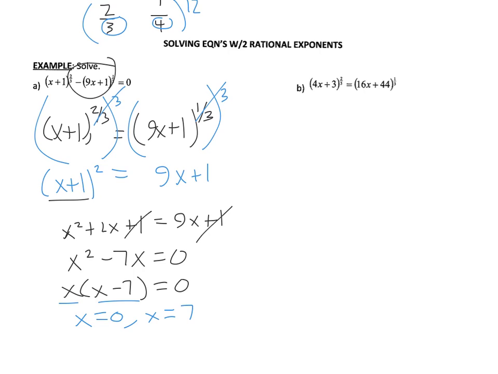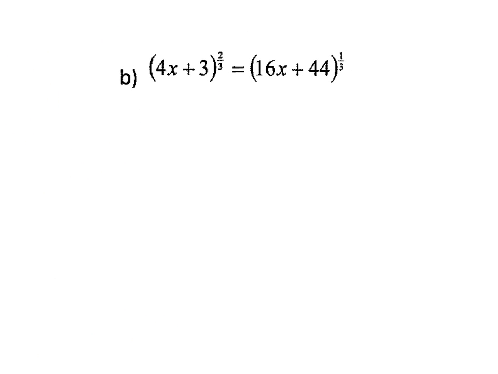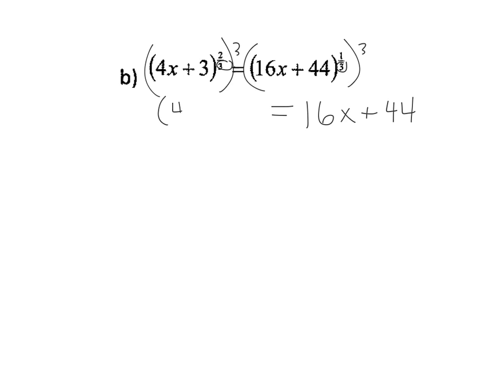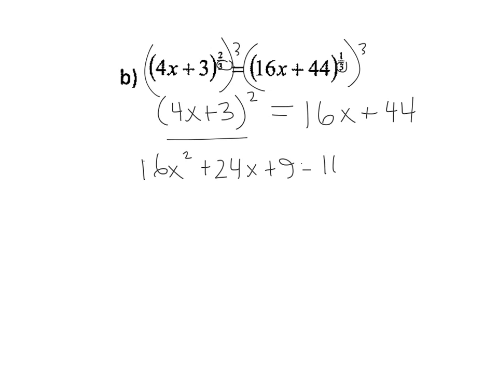And then the last one, to get rid of the cube root, you're going to cube both sides. So on the right hand side, you're left with 16x plus 44. And on the left hand side, you're left with 4x plus 3 squared. So you FOIL this out. Perfect square trinomial here. Get one side equal to 0.